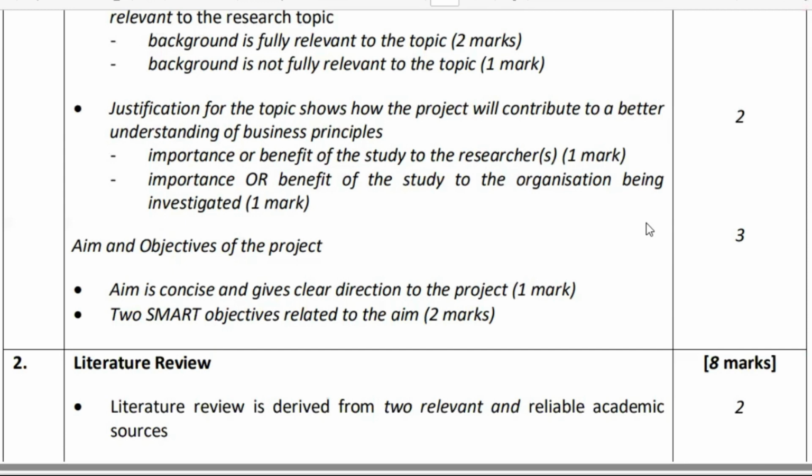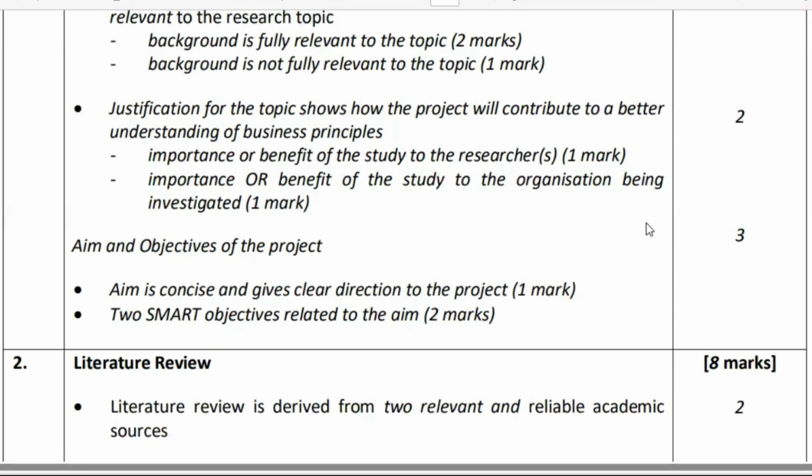Right? So what I'm saying is that whatever your objective is, you can check to see if it's SMART, right? If it's specific, measurable, achievable, realistic, and timely.